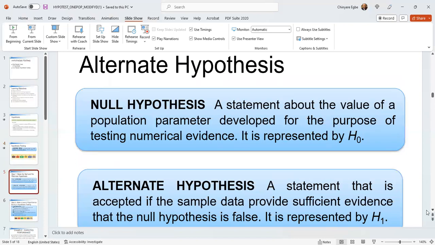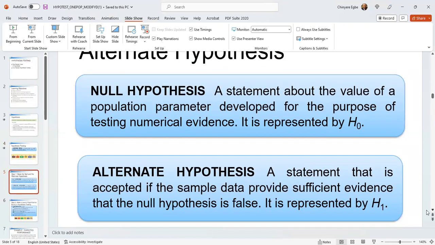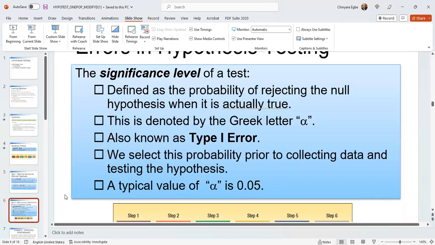We already talked about that. You state the null and alternate. The null hypothesis is stated as H0. The alternate is stated as H1. Sometimes we state it as HA. It could be H1, it could be HA. Whichever one is your preference, that's up to you.